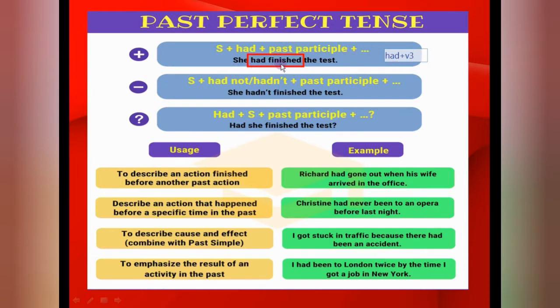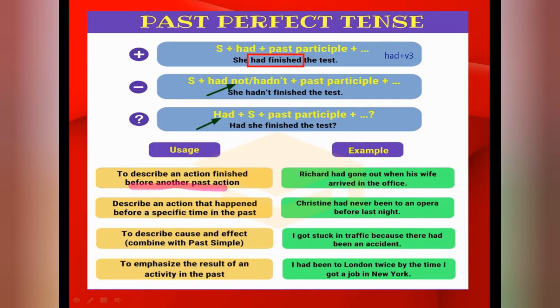She had finished the test. When we have to convert it into the negative, we have to put not here. So she had not, hadn't, plus third form, finished the test. Now for framing the interrogative, just put the helping verb in front of the sentence. Had she finished the test? Understood? Now you can see some usages of where we use this tense. To describe an action finished before another past action, means one action you have completed, and after that another action is completed.